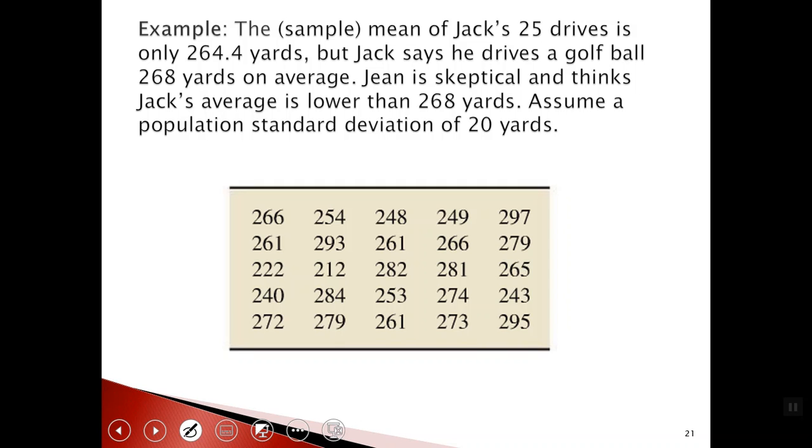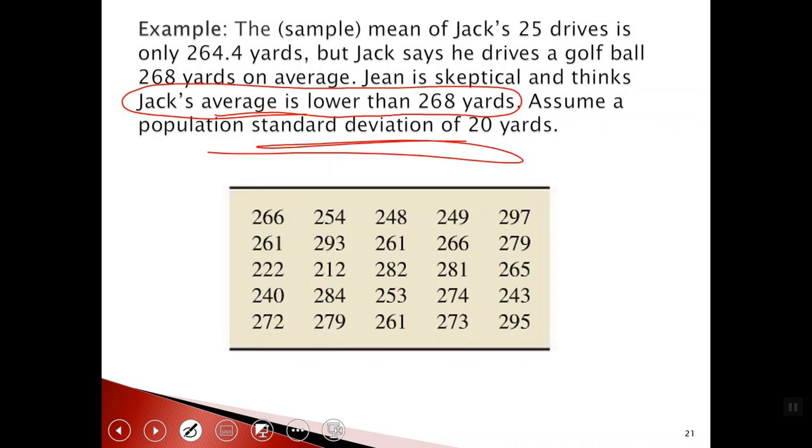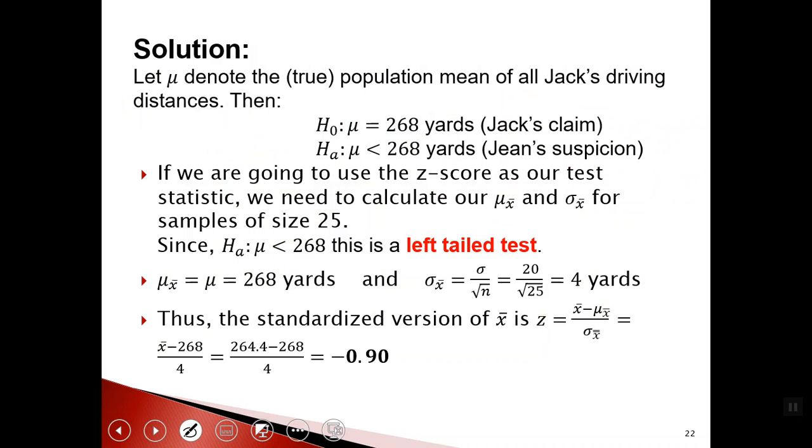Okay, there is an example. They have given a table with values and they have mentioned the average is lower than this one. This is the test we need to perform. They have already given the population standard deviation without any problem. There are 25 values, so n equals 25, sigma equals 20. We need to perform the hypothesis test. The keyword "lower than" means a left tail test.